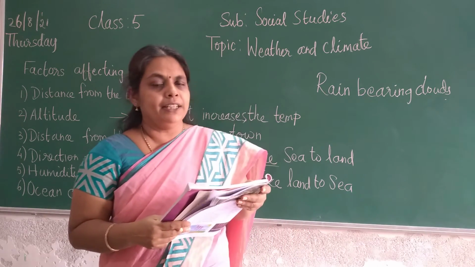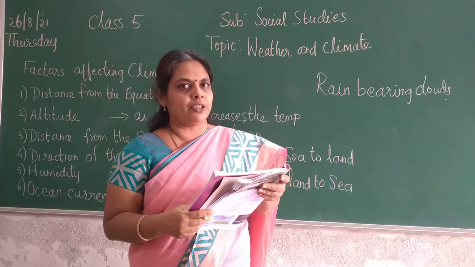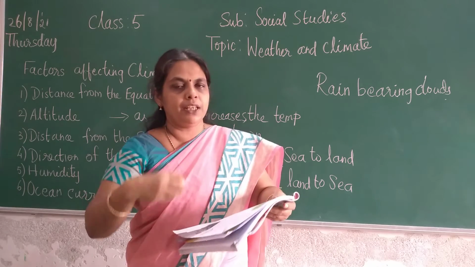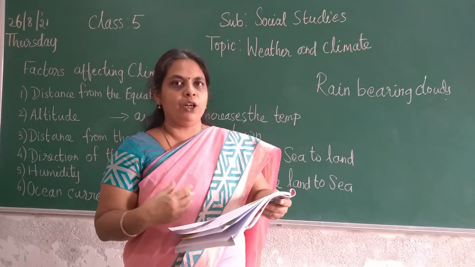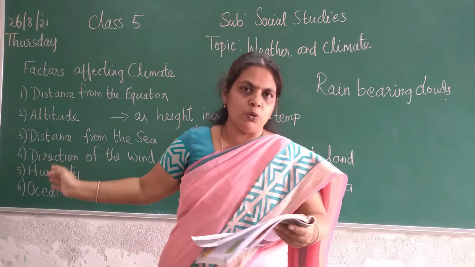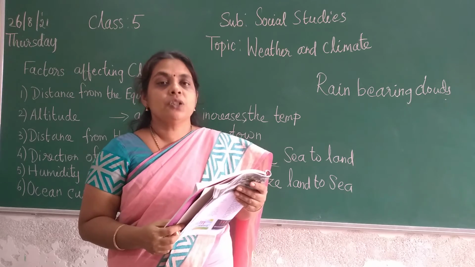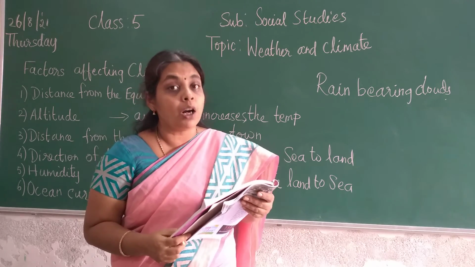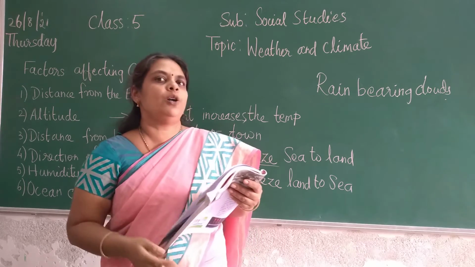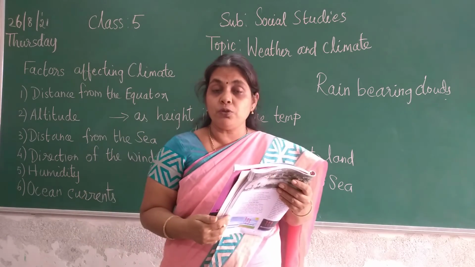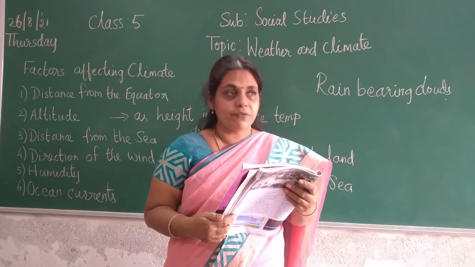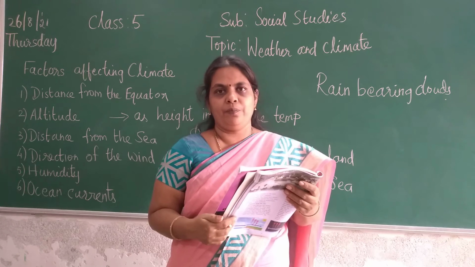So think about the India map, children. From the Arabian Sea, Indian Ocean and the Bay of Bengal, these rain bearing clouds bring rain to the Indian continent, children. This is called monsoon. So now it is monsoon season for us, children. It is the southwest monsoon. That's why we are getting rain now.